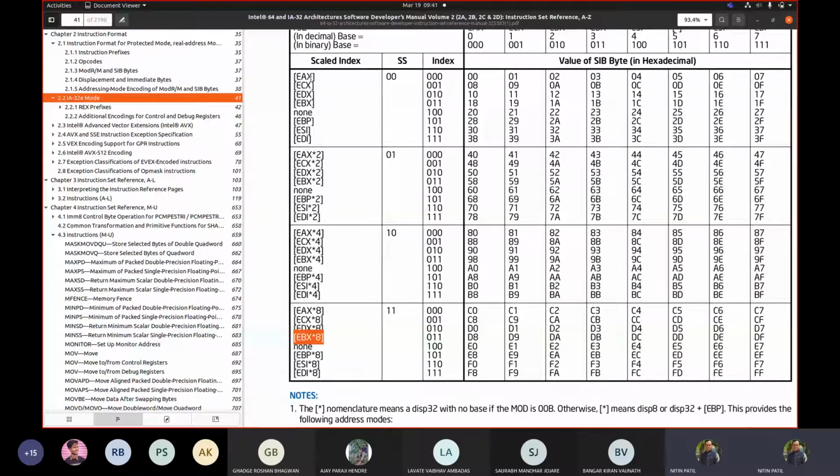So 1, 2, 4, 8 as per our types: define byte, define word, define double, define quad. Though we haven't used quad at this point. So if you are using any memory location there, this would not be coming into the picture.